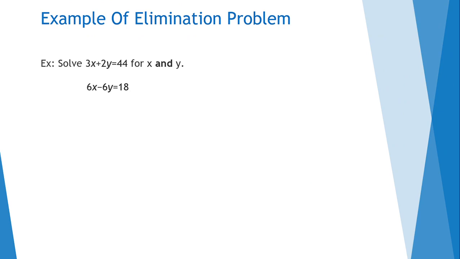Okay, again, we have the same problem. We're going to solve for x and y. So what I see is that we have 3x plus 2y equals 44 on the top there. And what I would want to do is multiply that by 2, so I can get 6x and 6x in both equations. So I can cancel that out. And again, I'm solving for x and y, so it doesn't really matter what I do.